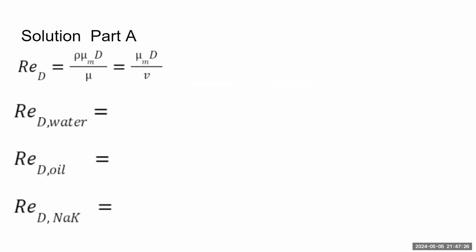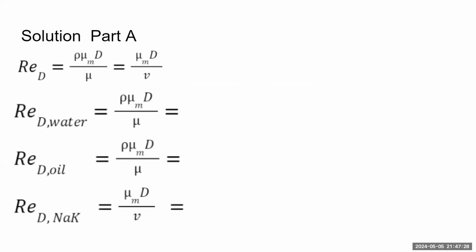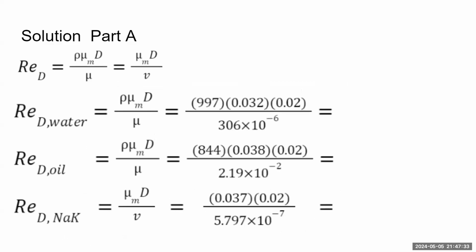Up next is the Reynolds number, which has two different equations. Again, we'll solve in parallel for each fluid. We can see which equations were used for each fluid, plug in our variables, and get our answers.